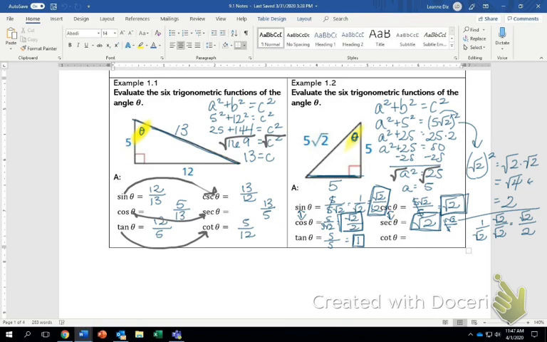So it doesn't really matter which way. You can look at it as each piece individually, or you can make some, not assumptions, but some conclusions about what the cosecant and secant is going to be based on sine and cosine. It doesn't really matter. I don't really care. But cotangent is our last one.